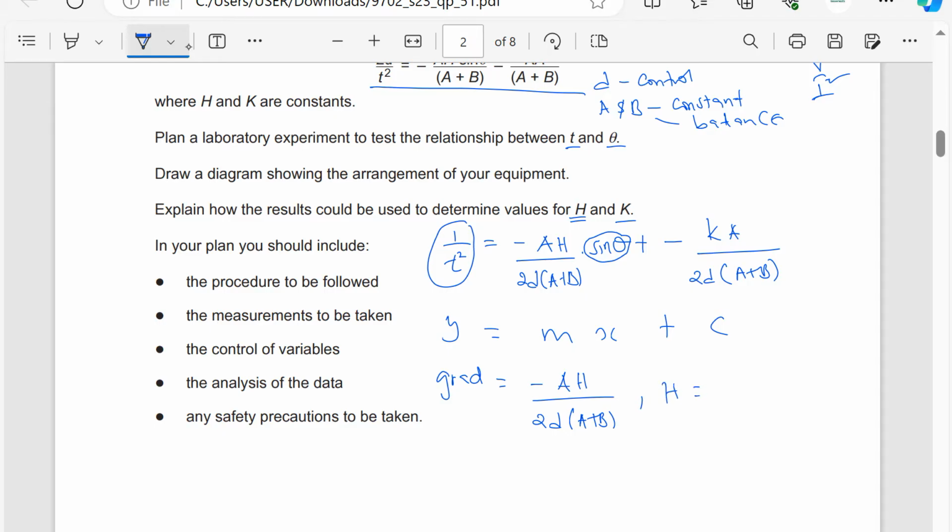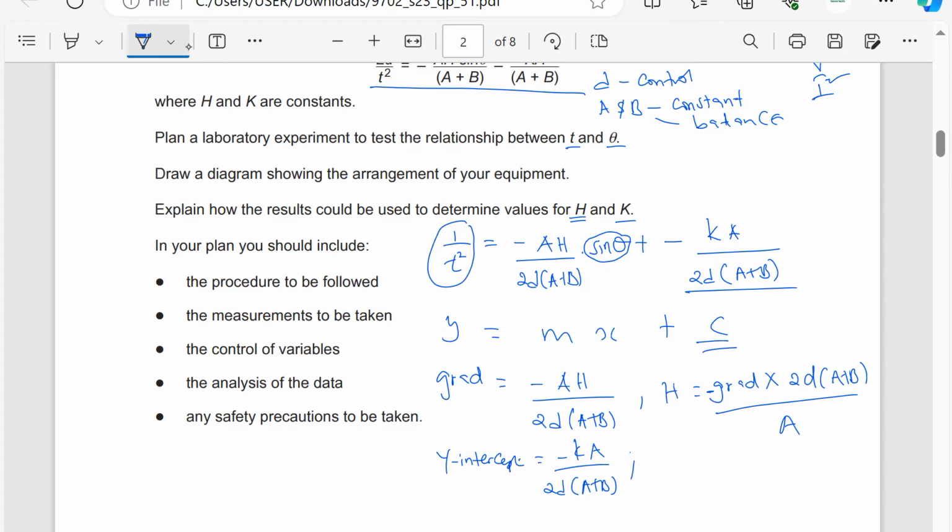So h is going to be the gradient times 2d into a plus b divided by a. There's a minus somewhere. Then to find k, notice that when you compare c and this, the y-intercept is going to be equal to negative k a over 2d into a plus b. So this means k is going to be negative of the y-intercept times 2d into a plus b, then divide by a. That will be k. So you will have finished the analysis.